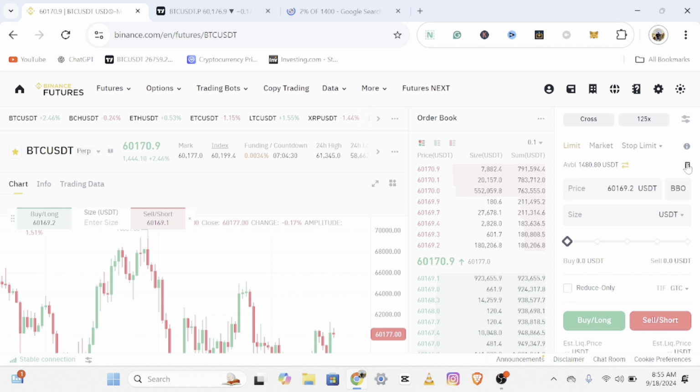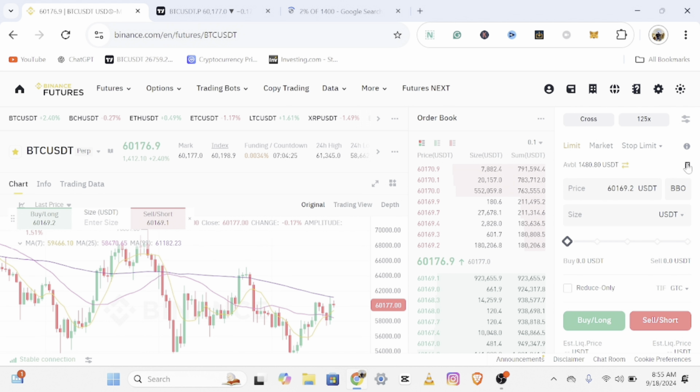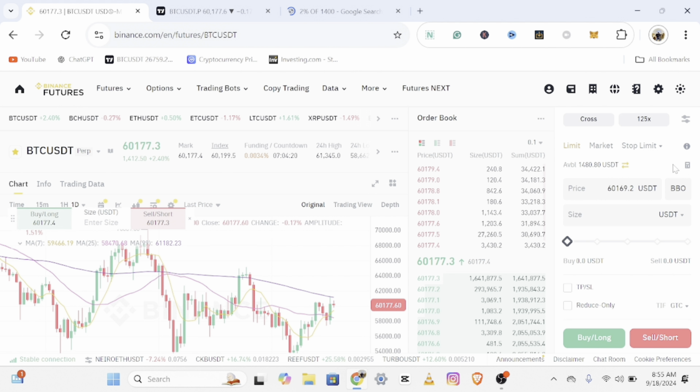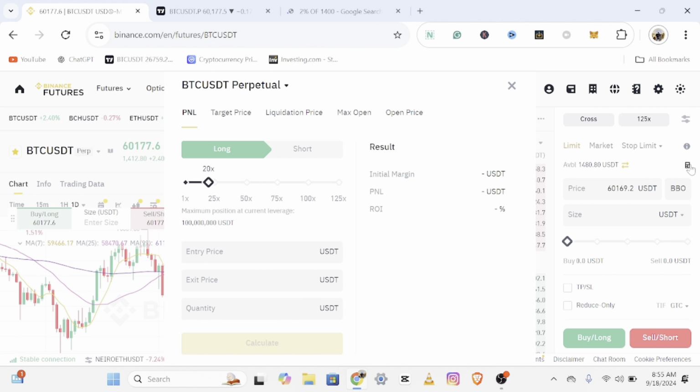Because of the leverage we are going to use, we need to use the PNL calculator. I'll click on this PNL calculator at the right hand side. So now I'm targeting BTC USDT, right? And my amount to use as leverage is 125x. So I click on 125x. Now we are thinking of buying. If you are selling, you click on short. So I'll enter my entry price.